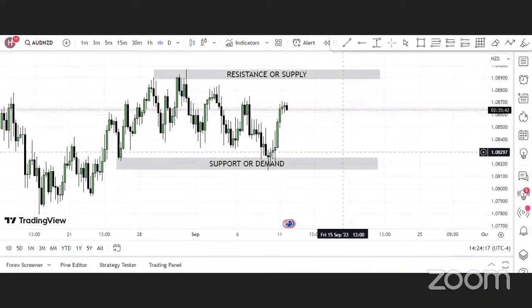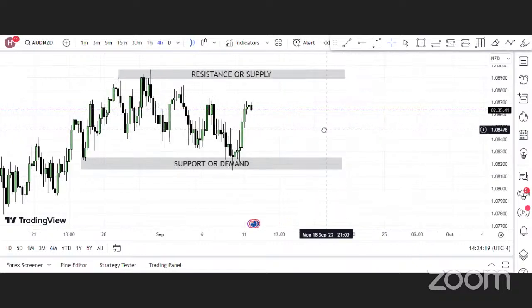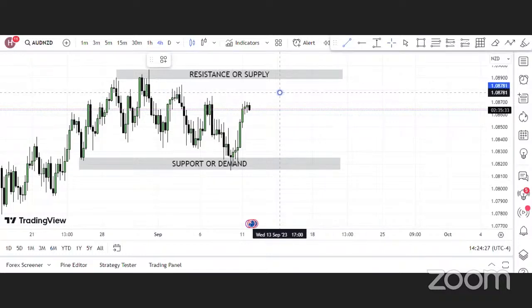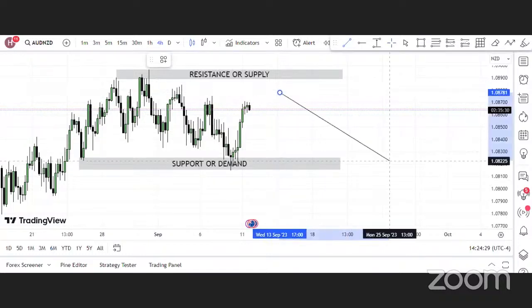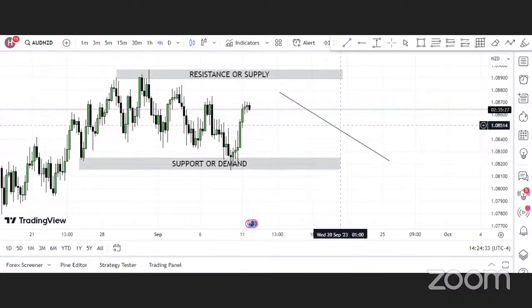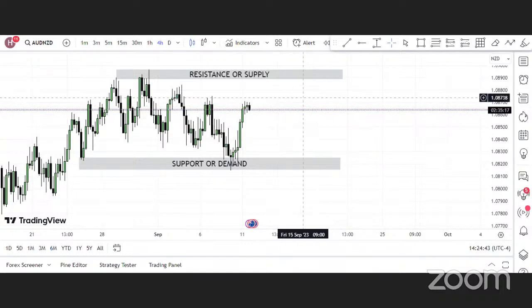All right, so now apart from our support and resistance, we also have what we call a trend line. Trend lines are just a line drawn. You see, this is a trend line. This is how a trend line looks. And where do we use this trend line? We use this trend line in a market. It also serves as a support and resistance actually, but the way we use it is quite different.